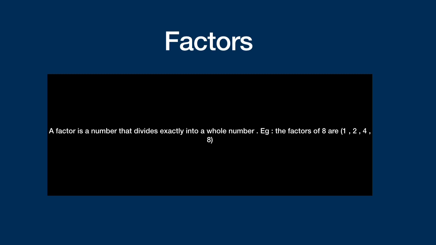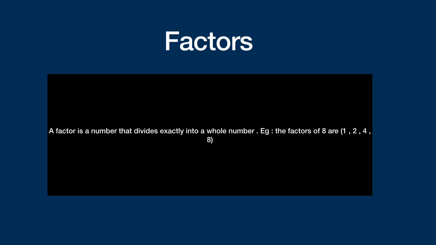Then we deal with factors. Factors are much easier to understand. A factor is any number that fits into a whole number without leaving a remainder. So I've used 8 as the example there. So the factors of 8 are 1, 2, 4, and 8. So that means 1, 2, 4, and 8 can fit into 8 without leaving a remainder.